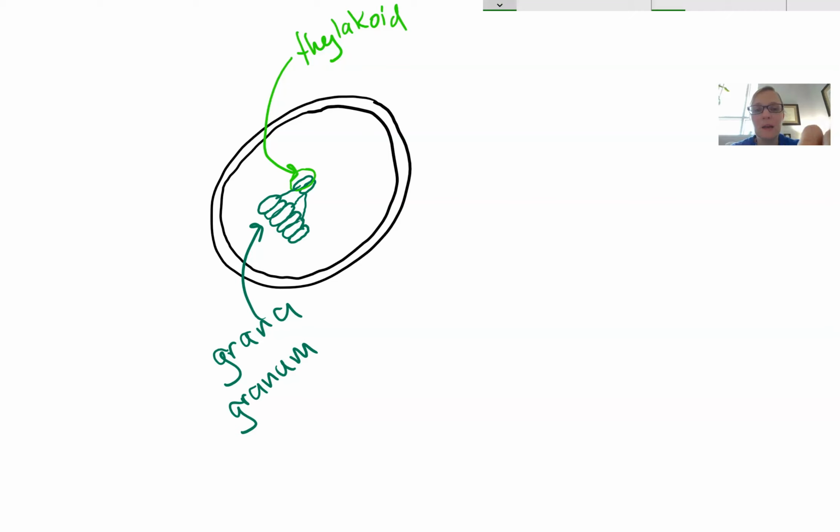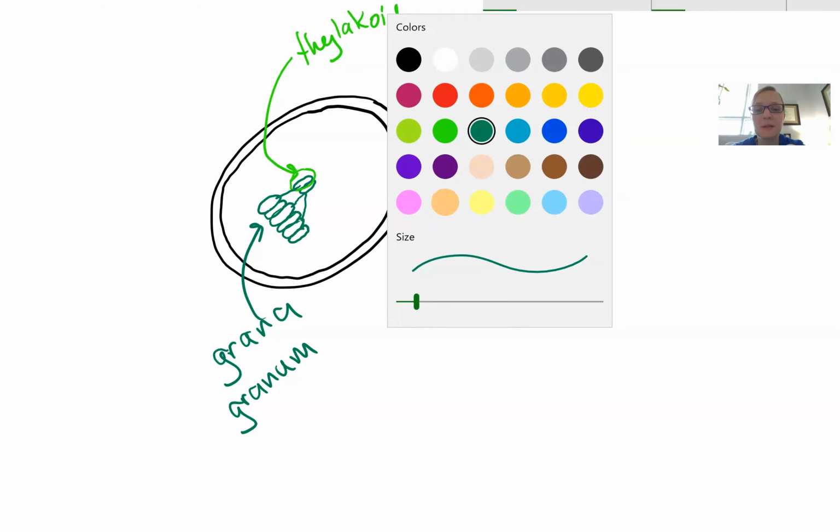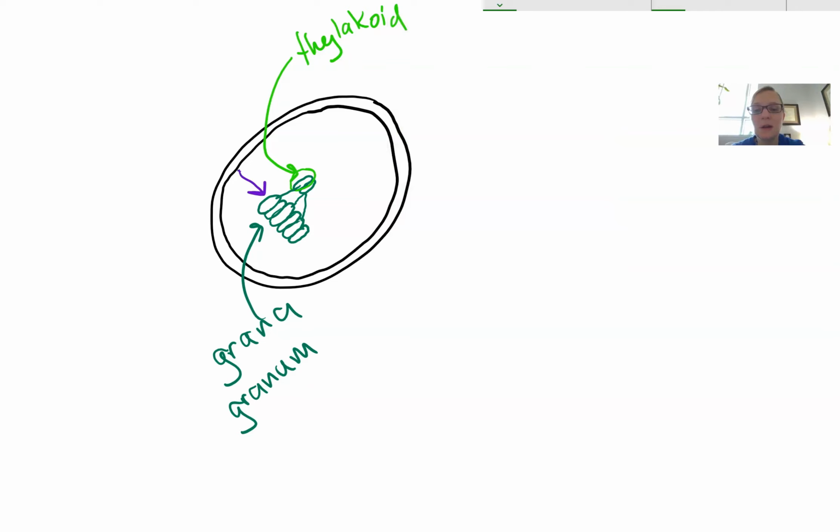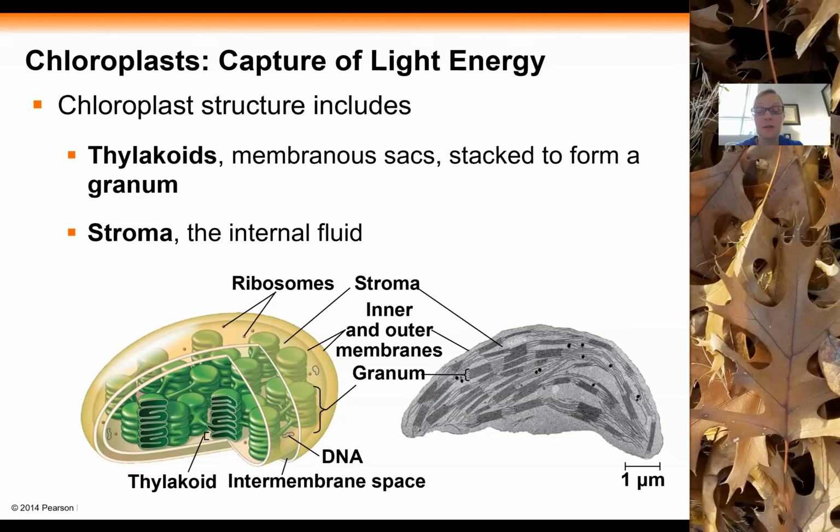Now, the space, let's say, in between the inner membrane and the thylakoid membrane, that space is filled with a fluid that's called the stroma. This is also where the ribosomes hang out and where you have that circular DNA that the chloroplast has hanging out as well. Right, so you've got your thylakoids. These are membranous sacs that are stacked to form the grana. And then you've got the stroma, that internal fluid. And so you can see that here again in the cartoon diagram, as well as parts of the chloroplast here, an actual chloroplast, using an electron microscope.